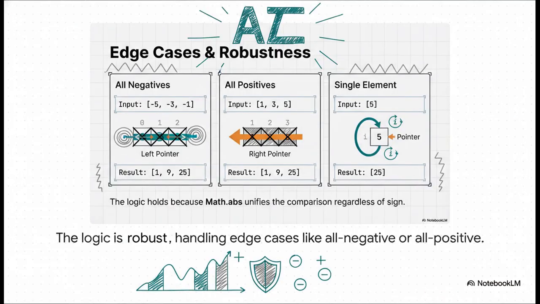What really makes this algorithm so great is just how robust it is. Because the whole thing is built on comparing absolute values. Who's farther from zero? It just doesn't care if the array is all positive numbers, all negative numbers, a mix, or even just a single number. That two-pointer comparison logic just handles it all perfectly, every single time.